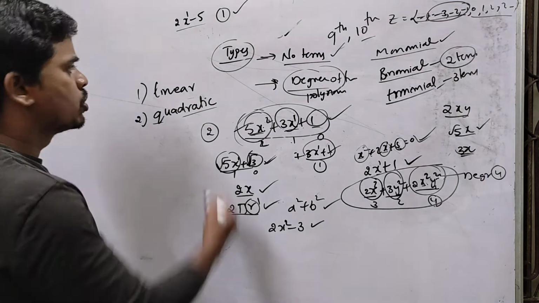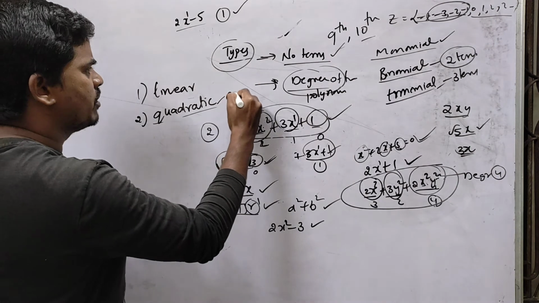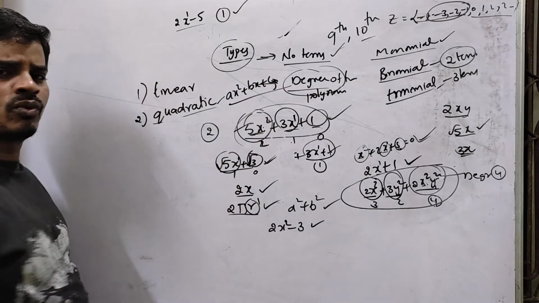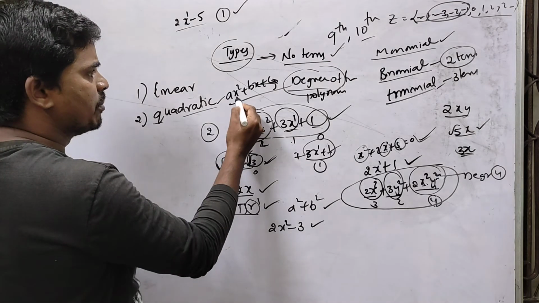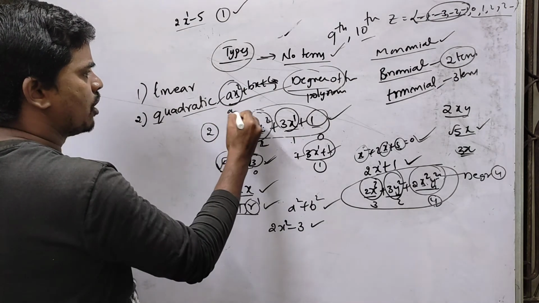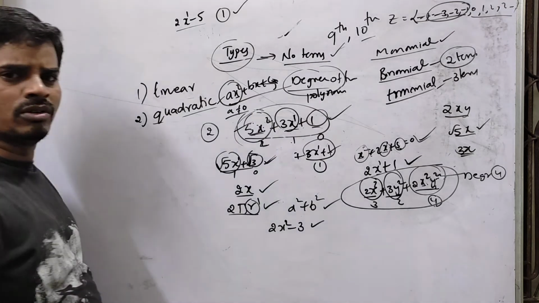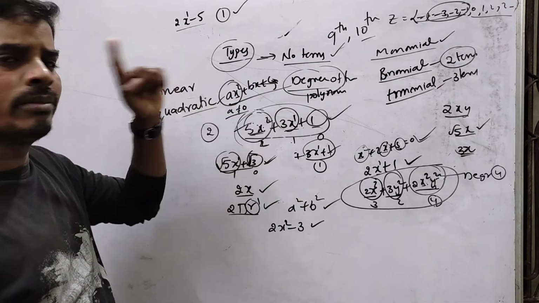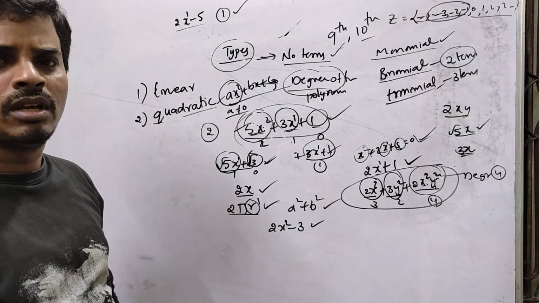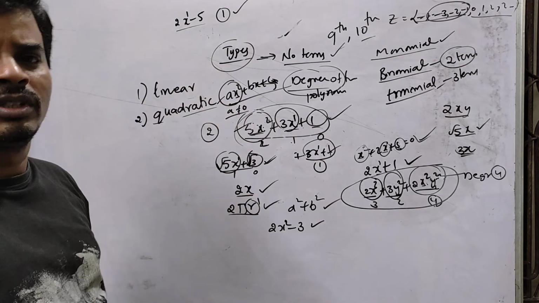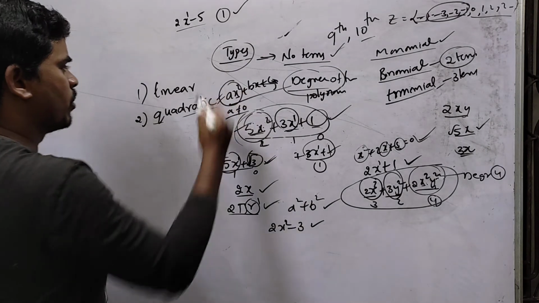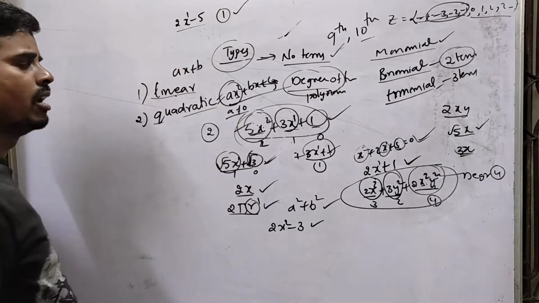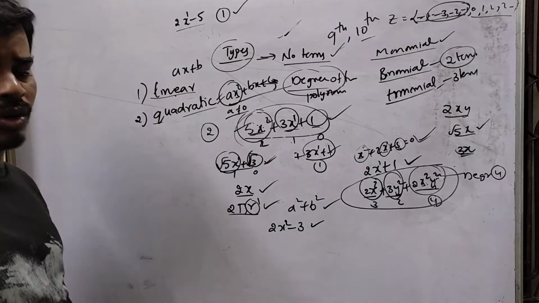Okay, students. So the general form of the quadratic polynomial is ax square plus bx plus c. That means a should not be equal to 0. Okay? b may be 0 or c may be 0, but a should not be 0. a may be any number except 0. Okay, students. And the general form for the linear polynomial is ax plus b, where a is not equal to 0.